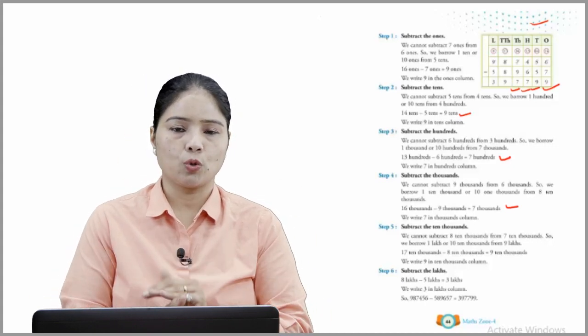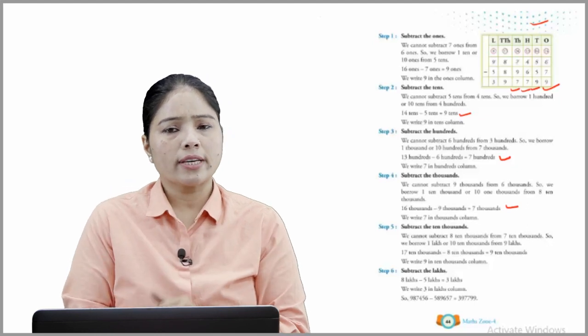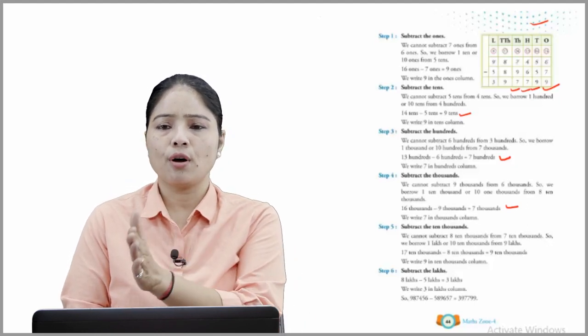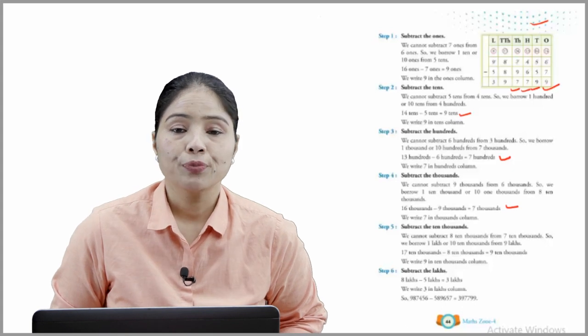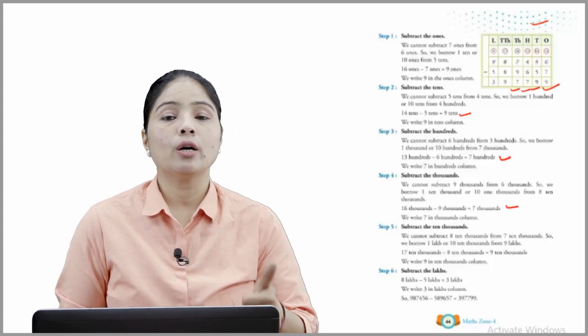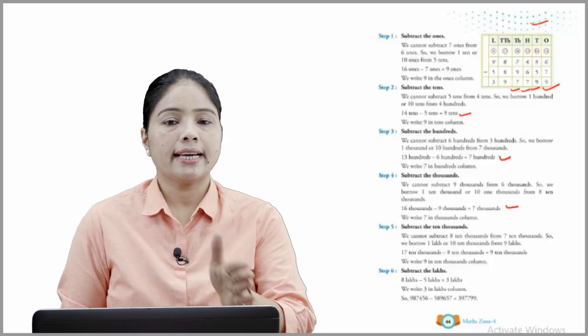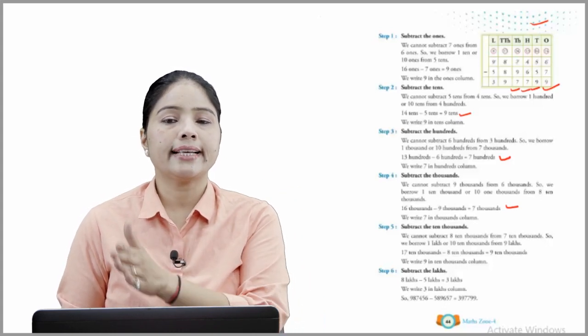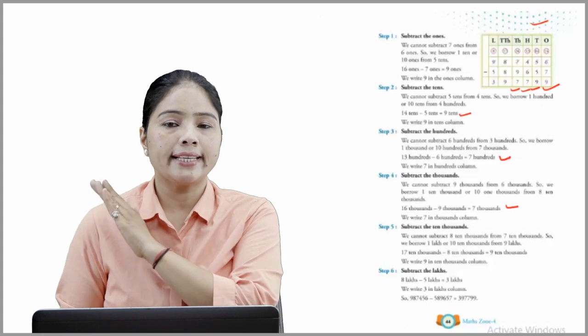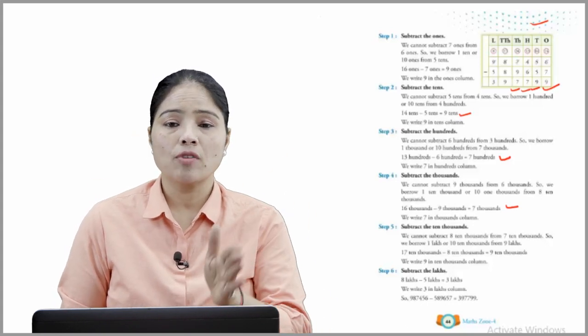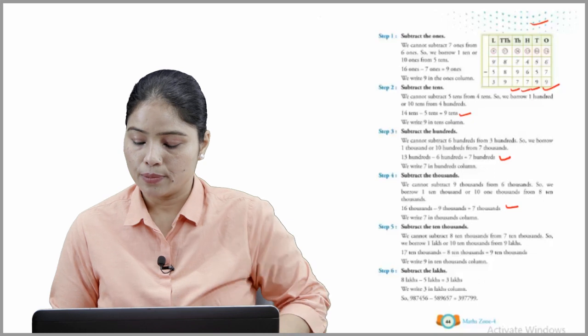अब 10,000s को करेंगे. We can't subtract 8 ten-thousands from 7 ten-thousands. So we borrow 1 lakh or 10 ten-thousands from 9 lakhs. 17 ten-thousands minus 8 ten-thousands is equal to 9 ten-thousands. We write 9 in the ten-thousands column like this.